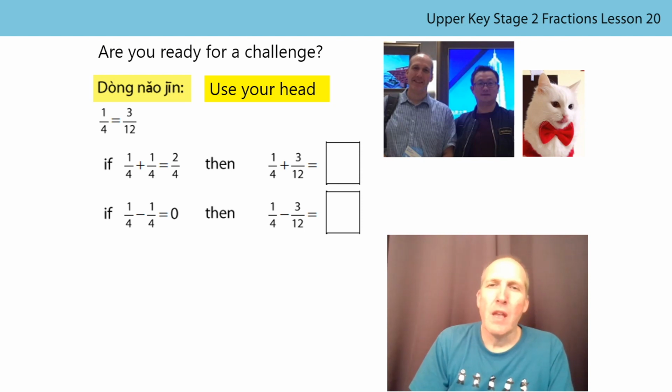Did you solve it? Did you find out what goes into this missing box? Well, if 1/4 and 3/12 are equivalent, then 1/4 plus 3/12 is the same as 1/4 plus another quarter. So 1/4 plus 1/4 would be 2/4. And here then, if 1/4 minus 3/12, what's that going to be? Well, that's just the same as 1/4 minus 1/4, and that comes to 0.